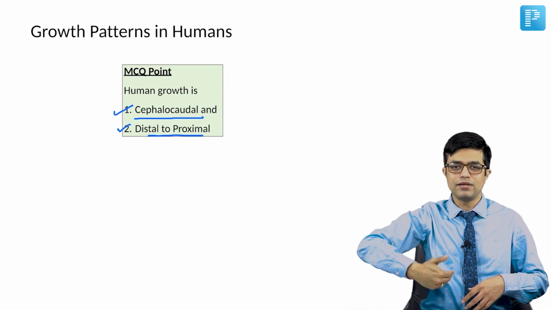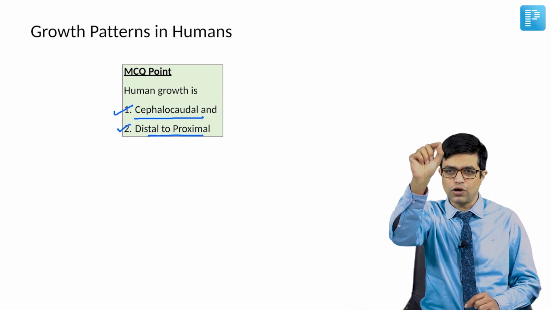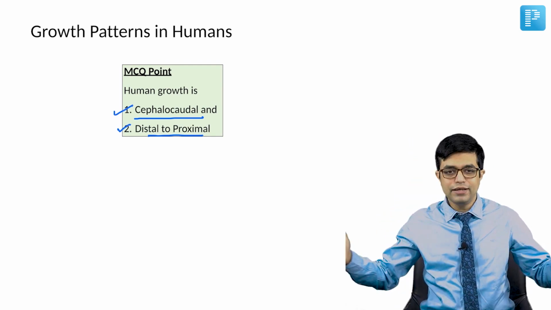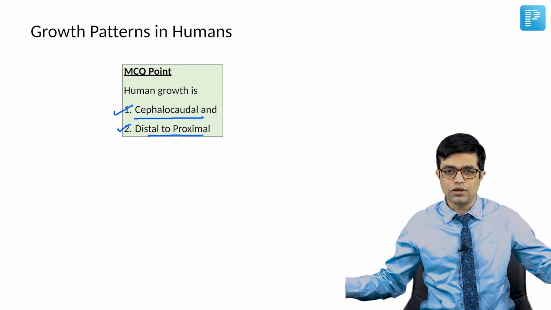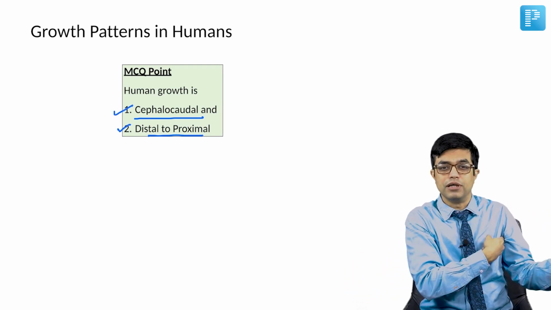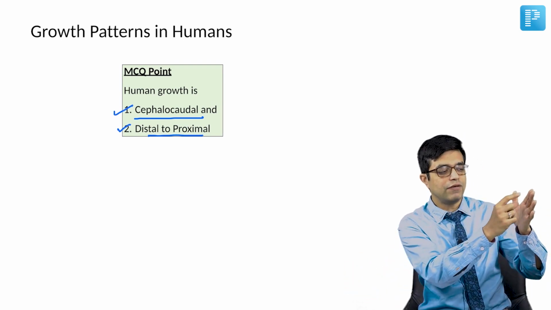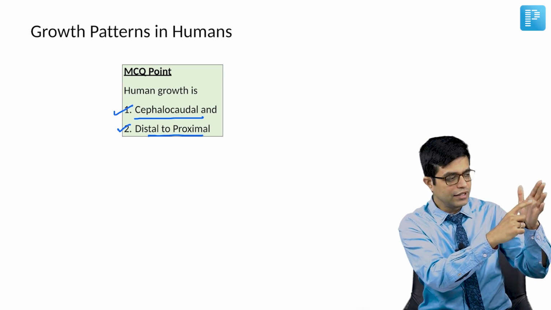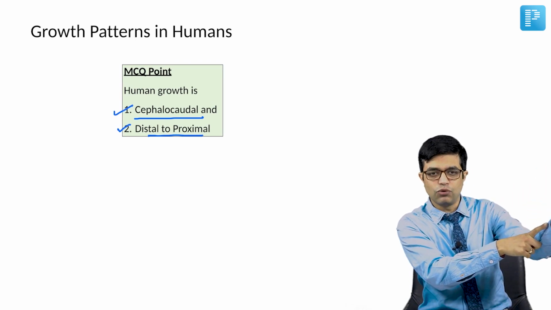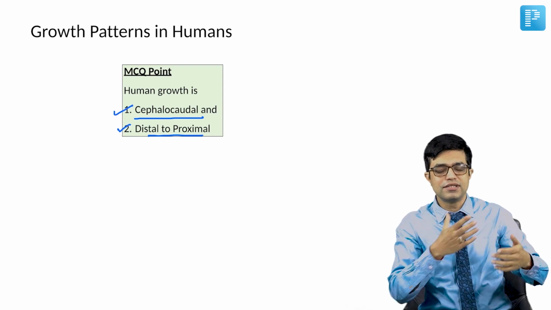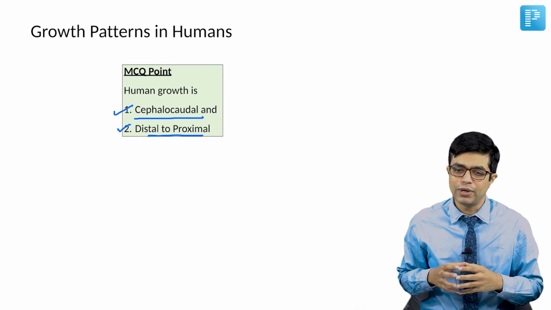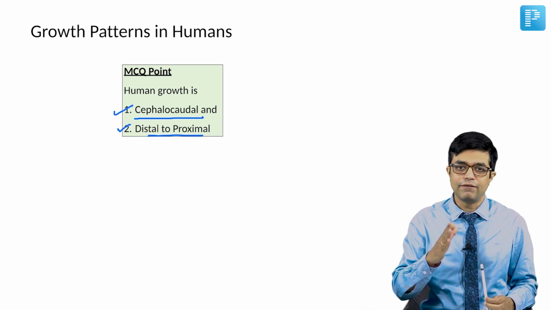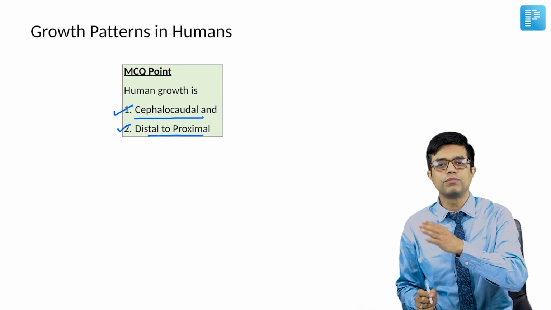So, in the central axis, the growth is from top to bottom, and in the extremities, the growth is distal to proximal. Distal to proximal means, first of all, the fingers elongate, then your palm, then your forearm, and then your arm. The same thing happens in the lower limbs as well. So, the human growth is cephalocaudal and distal to proximal.